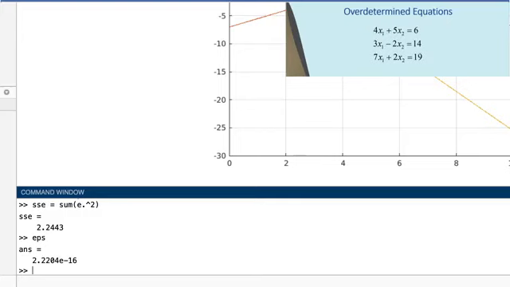Okay, it's time to take a little break with a fun little brain teaser.